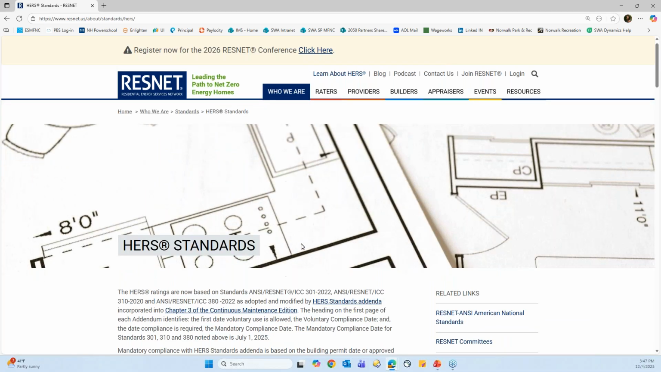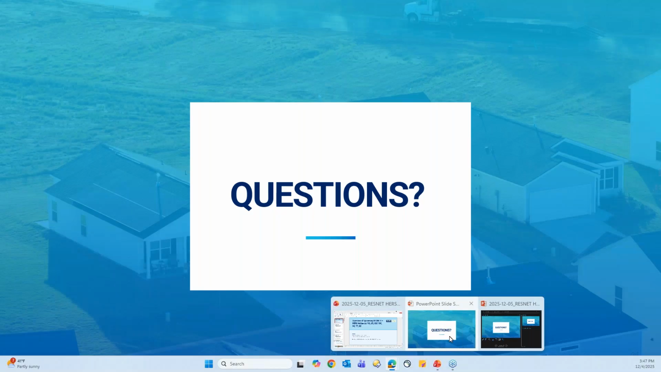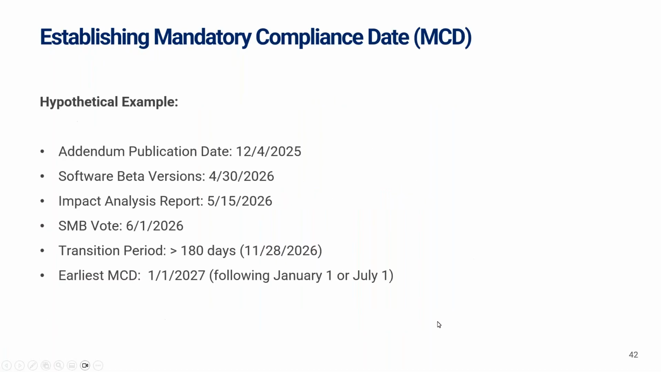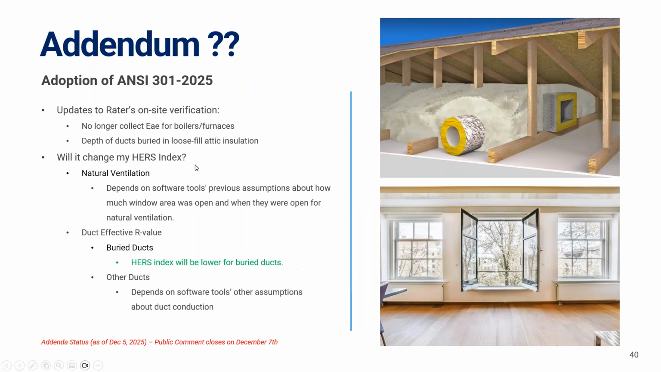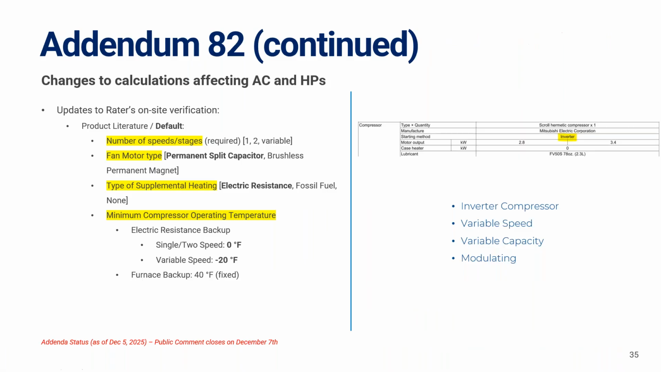And then here is a question. Addendum 82 can add a significant effort to locate the information. Product literature can be difficult to locate to match what is installed. Will there be any efforts to aid the rater to get easier access to manufacturer's data?